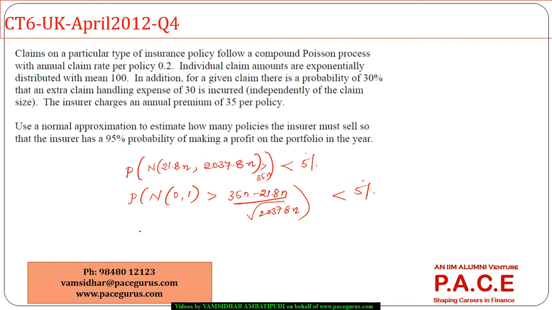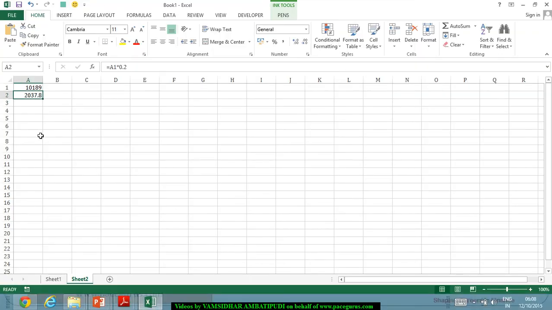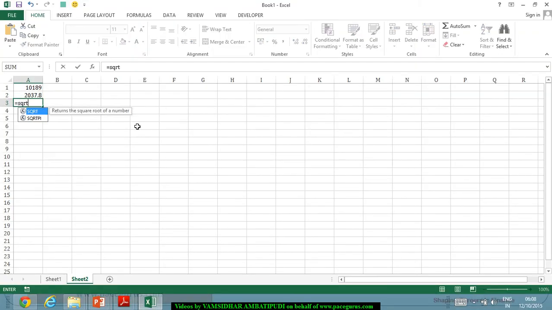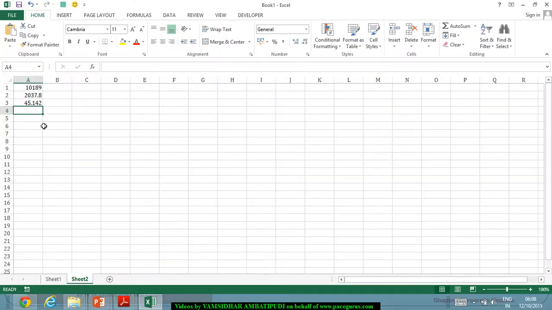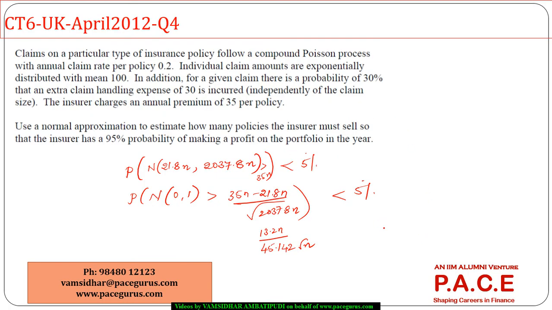So basically I am interested in 13.2n divided by the square root of this number, which gives me 45.142 square root of n. So I find 13.2 divided by 45.142, giving me 0.2924 root n. So 0.2924 square root of n.